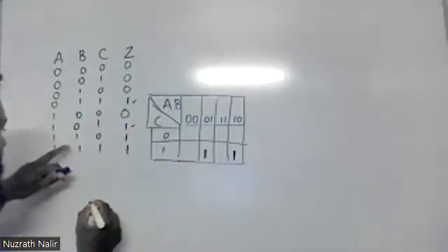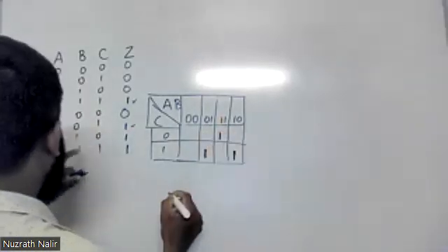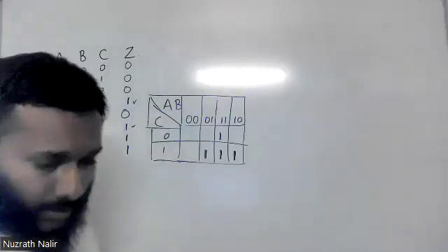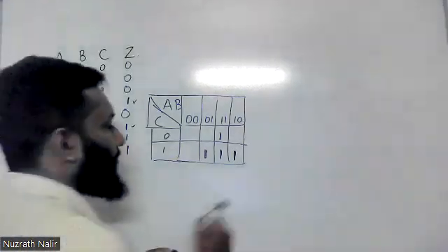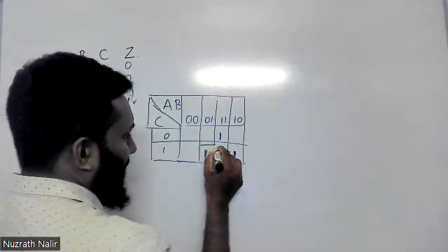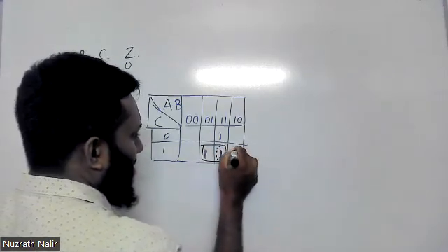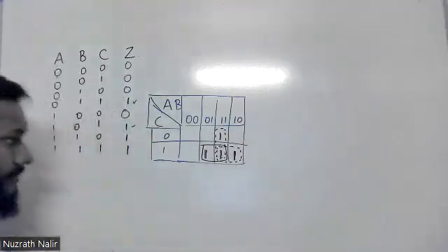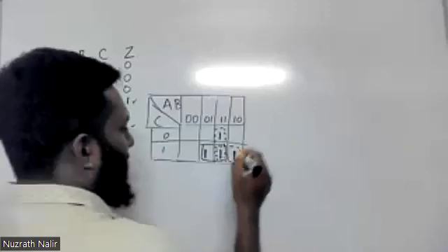This is also fine. So the third one, A, B, and C. And the final is this. Here we can write the first combination, second combination, and the third combination. You have 3 combinations. So let's see.